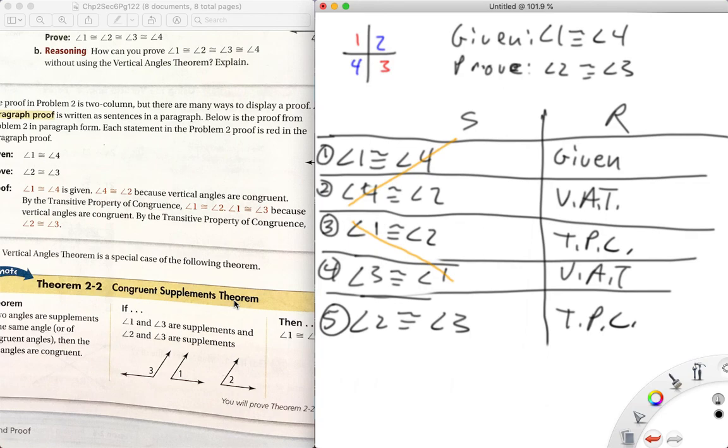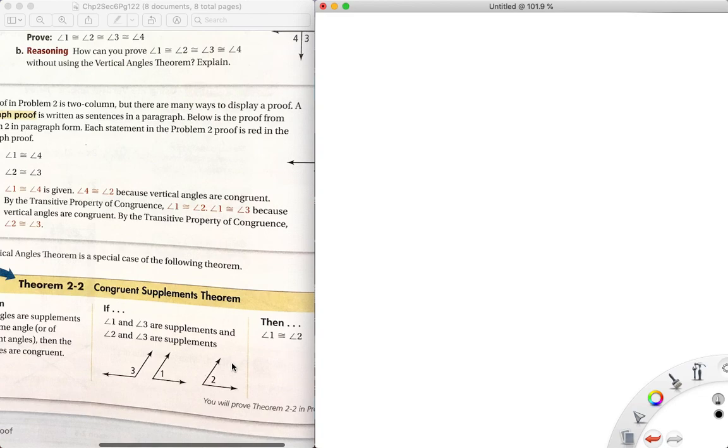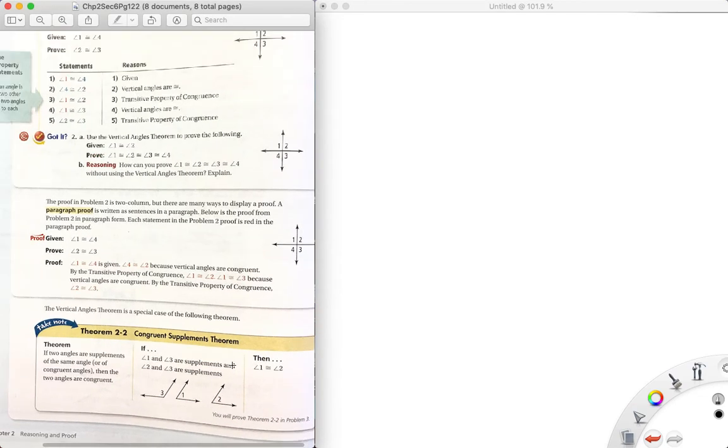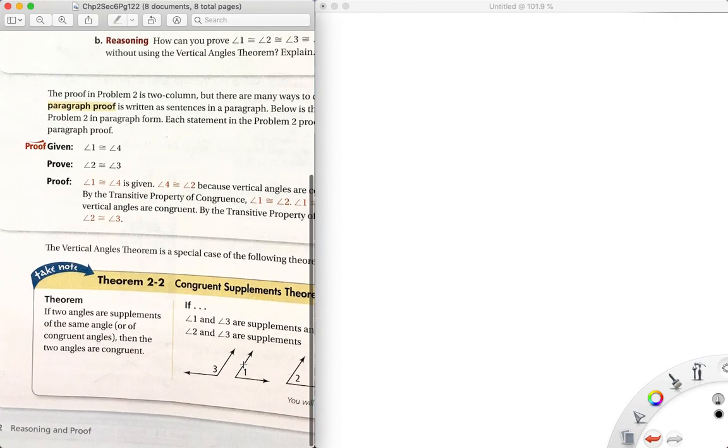Congruent supplements theorem. And what the congruent supplements theorem says, and again, I'm not going to write these down because it's quite a bit of writing. So I'm going to just put it up here on this side.